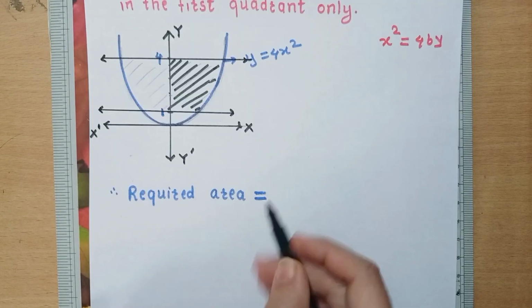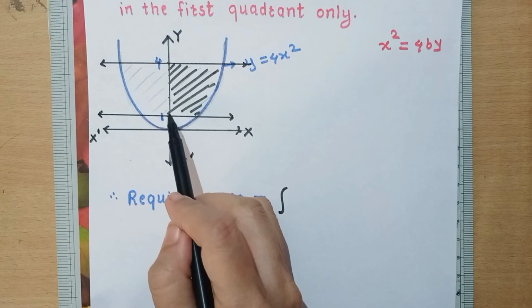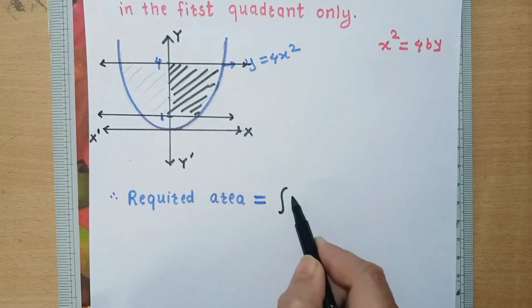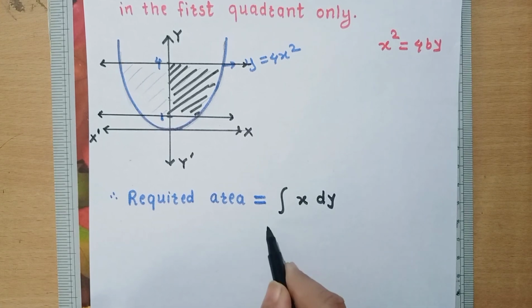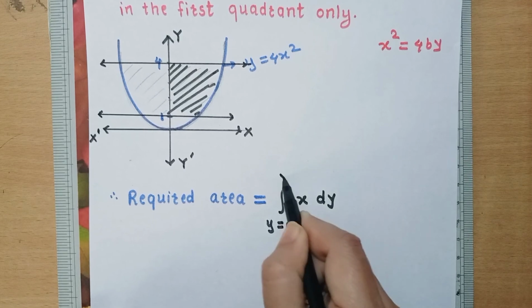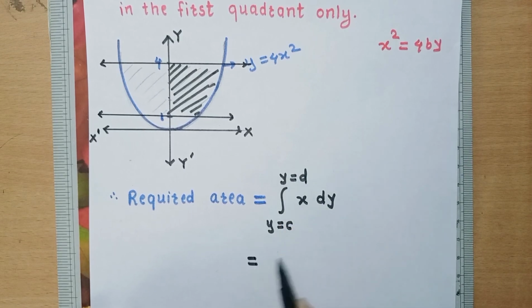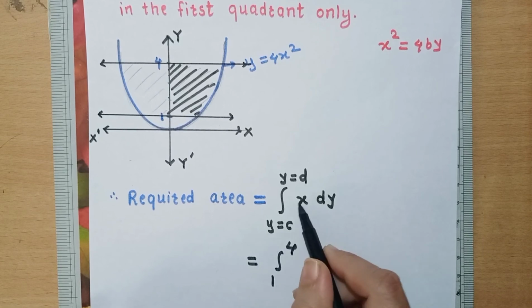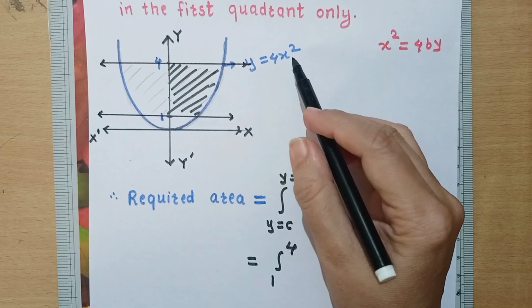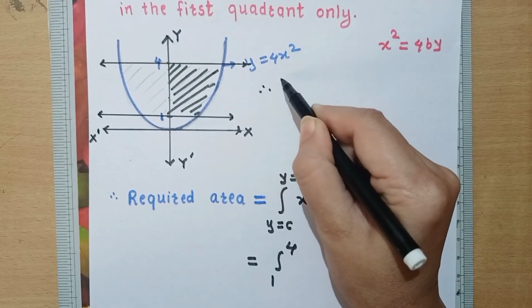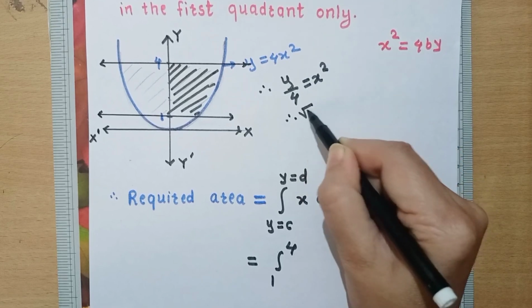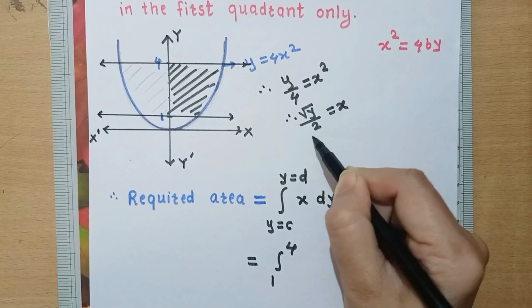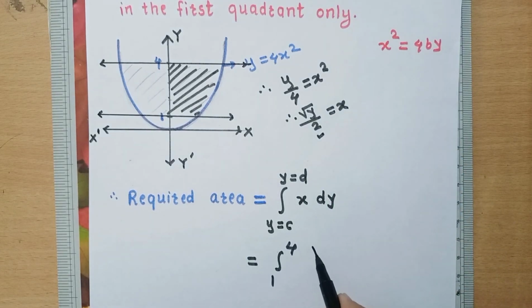Let's find the required area. Now here we are given the limits on the y-axis. So here we will write the integration of x dy. We will integrate with respect to y, and here the limits are from y is equal to c to y is equal to d. Now substitute. We know the limits are from 1 to 4, and for x, our curve is y is equal to 4x square, and therefore move this 4 to the left-hand side, and this is equal to x square, and therefore root y upon 2 is x. We will substitute this value here. So root y upon 2 dy.